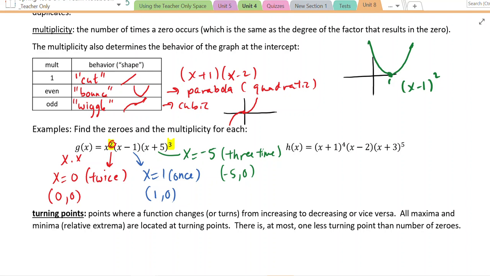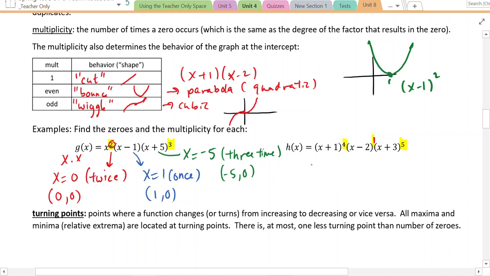All right, now you're going to try h on your own. You should pause it if you're listening. Try it on your own, and then we'll go through it. So I'm assuming you've paused, and I'm going to go through here and go, that's a power of 4. That's a power of 1. That's a power of 5. That tells me how many of those solutions there are.